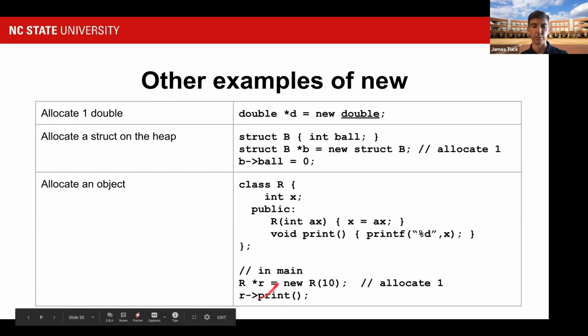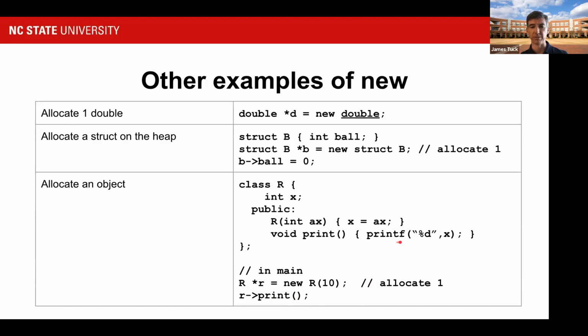And in order to access the member print, again, just like with a struct, the way you would use the arrow to access a field, we use the arrow to call the print member function, and this would print out the value 10 by calling printf inside this member function.